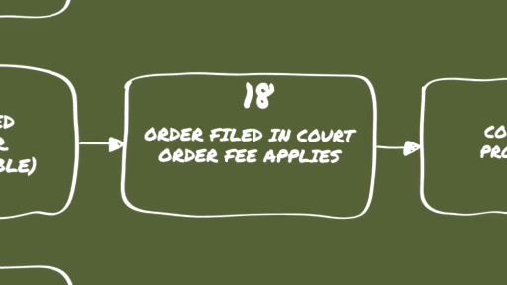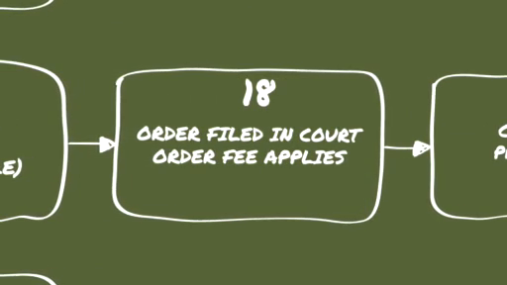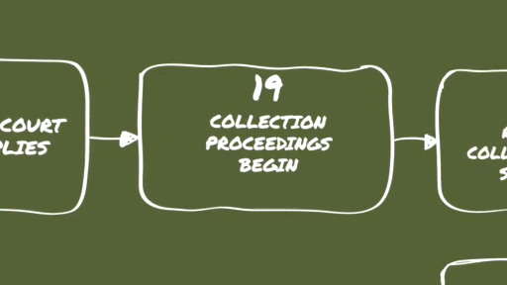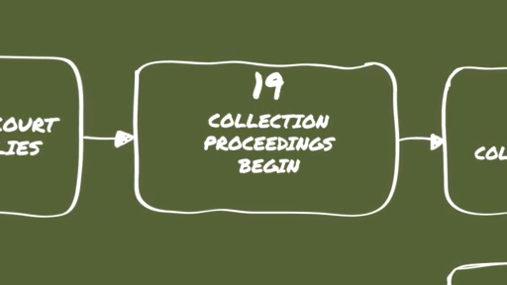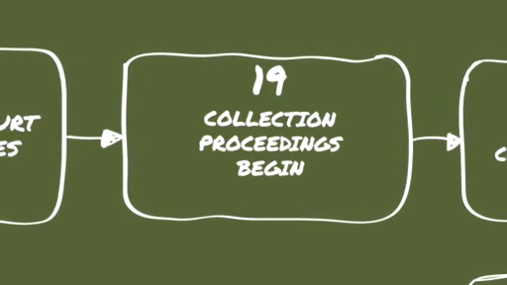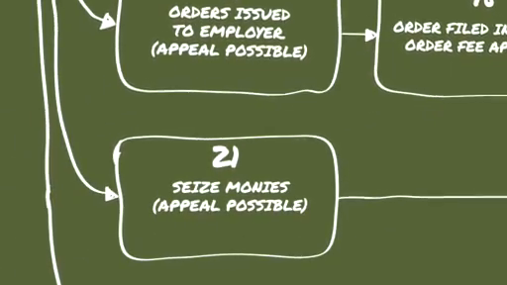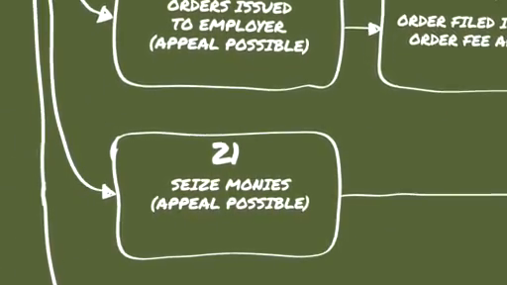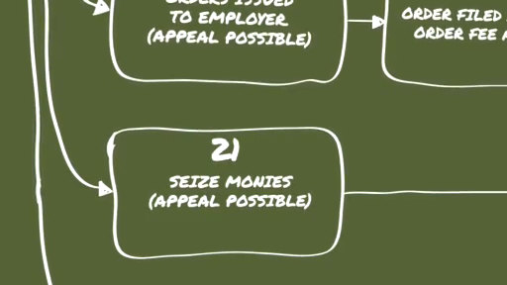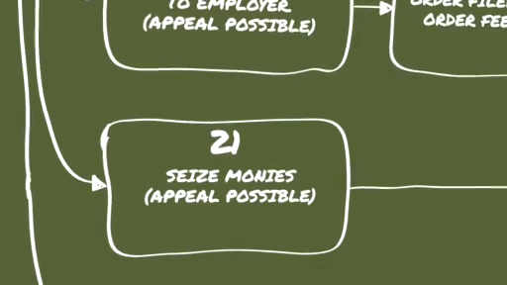If the employer does not comply, the issued order is filed with the Provincial Court of Queen's Bench. After this point, collection proceedings will move forward, and no further appeals of the amount assessed by the officer are permitted. Monies may be seized from the employer to satisfy the claim. Employment Standards has the right to place liens on or seize property belonging to the employer, which can include monies from a bank account.